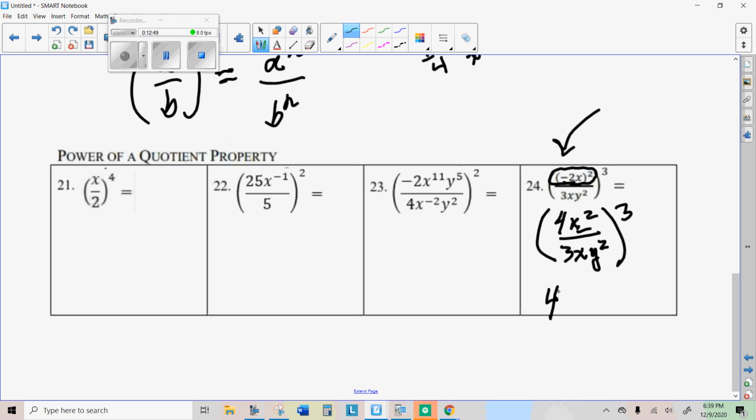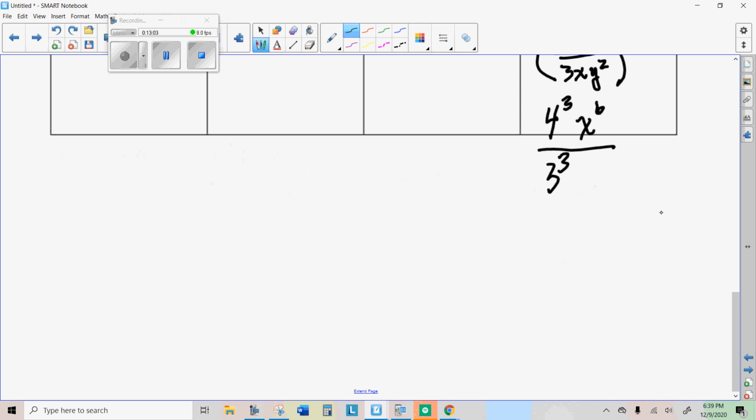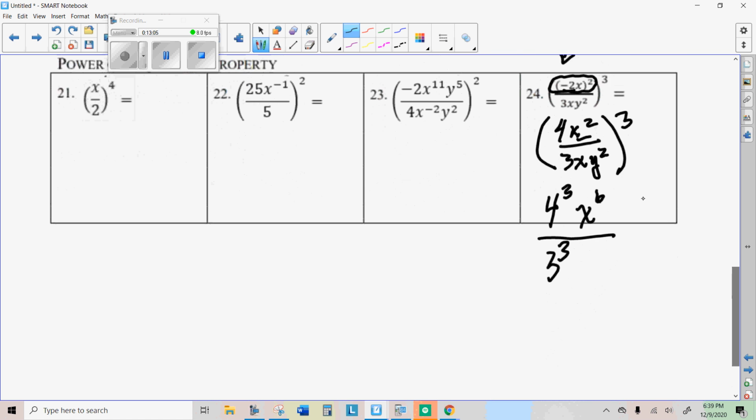So I'm going to get 4 to the third. I'm going to get x squared to the third, which is x to the sixth. On the bottom, I'm going to have 3 to the third. And I'm going to have this x right here to the third. And this y squared to the third, which is y to the sixth. Okay. Now I'm going to make this a normal number. That's 64. And I'm going to make 3 to the third a normal number. That's 27.